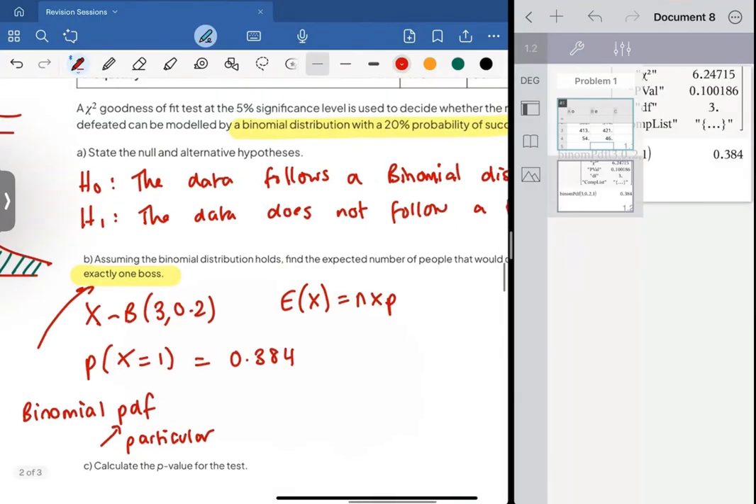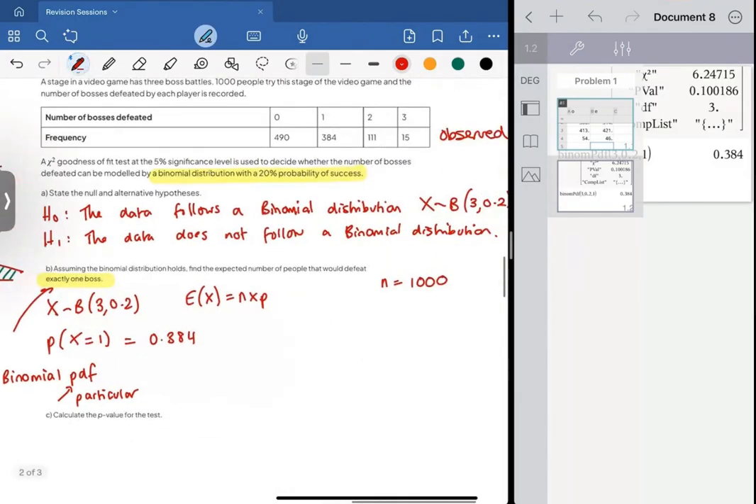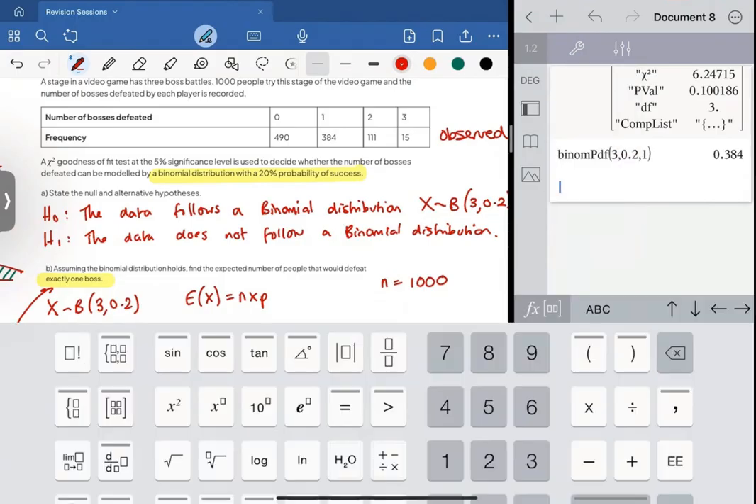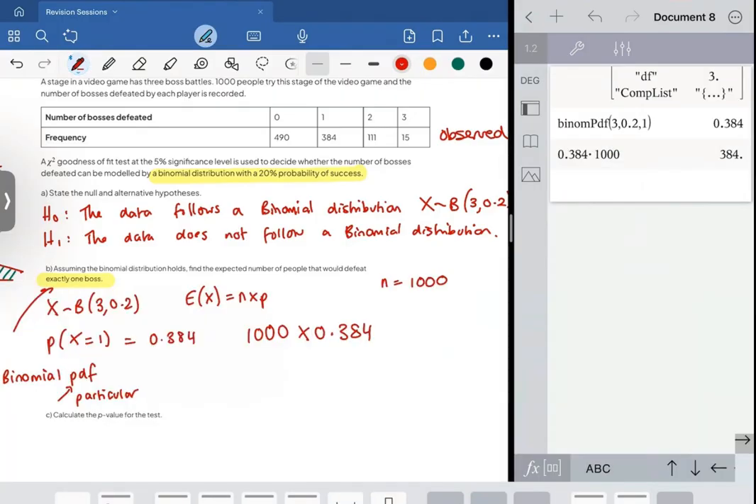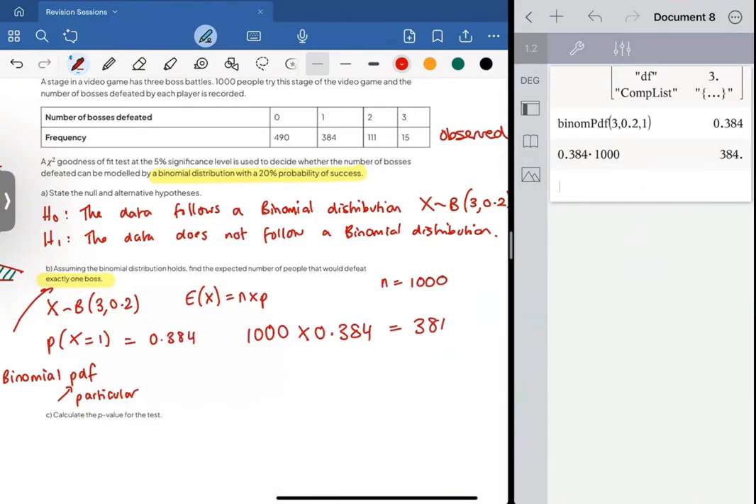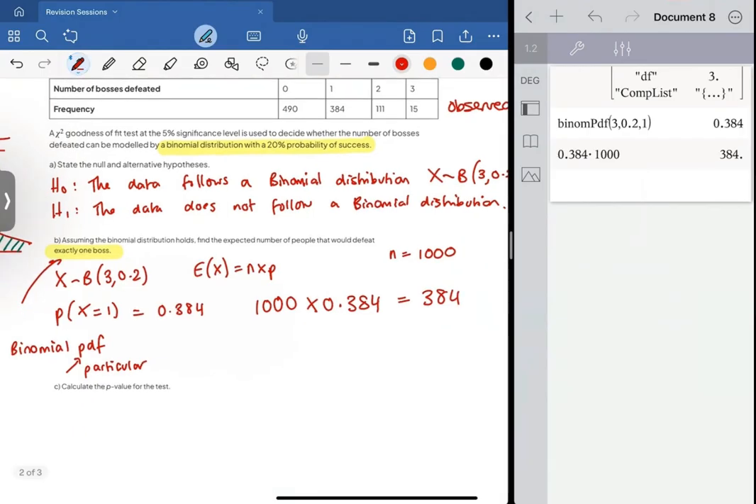So how many people out of 1,000 would I expect to defeat exactly 1 boss? Well, I take 1,000 and multiply it by my answer, 0.384. So here I can type in times 1,000. So 384. I would expect 384 people. What I'm starting to do here is build up that table of observed versus expected.